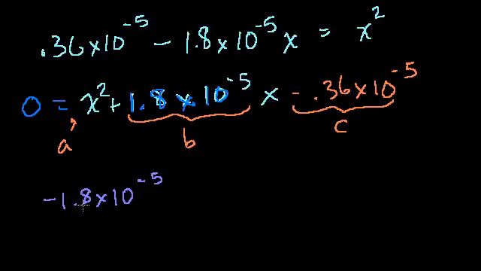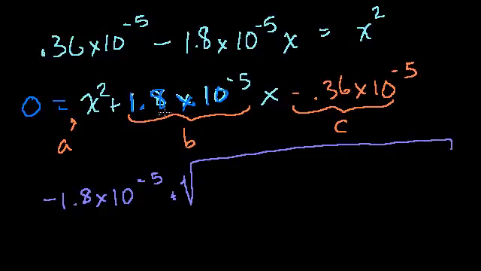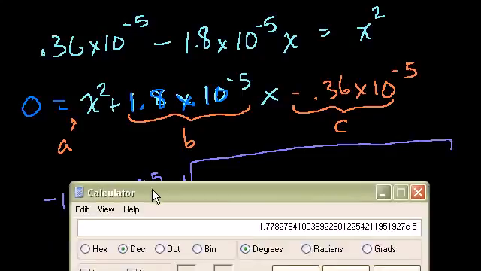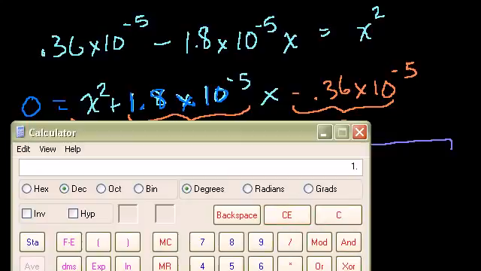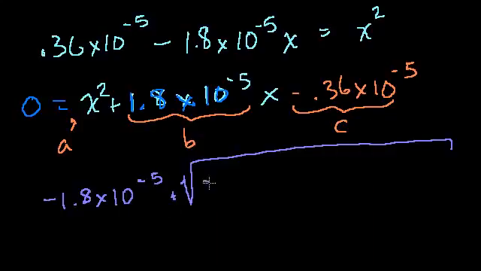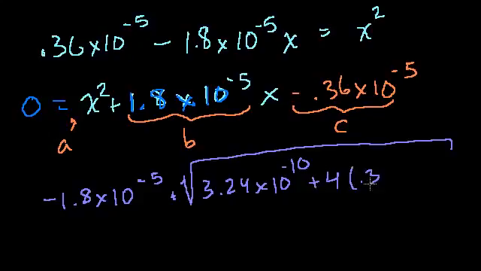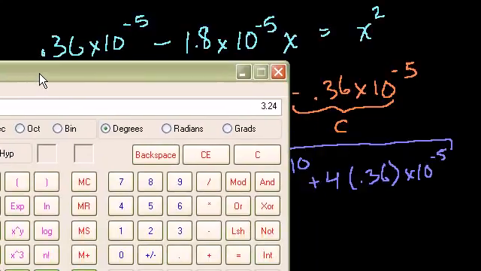We'll only have to do the plus, because if we do the minus, we'll end up with a negative concentration. So plus the square root, I have to do a lot of math here, of b squared. So it's 1.8 times 10 to the negative 5, so it's 1.8. If you square it, it's 3.24 times, if you square 10 to the minus 5, that's 10 to the minus 10, minus 4 times a, which is 1, times c, which is minus. So it's 4 times, the minuses cancel out, times 0.36 times 10 to the minus 5.